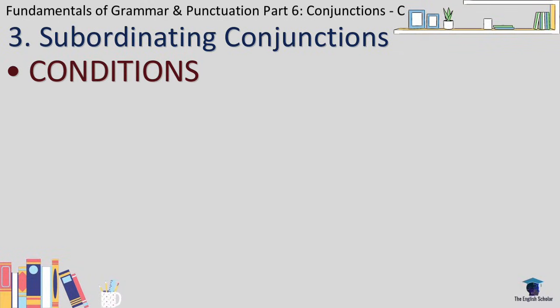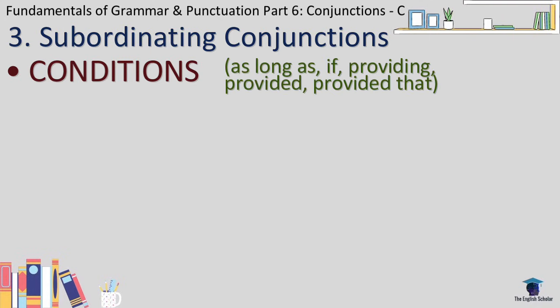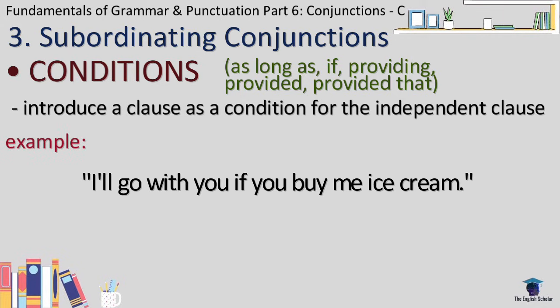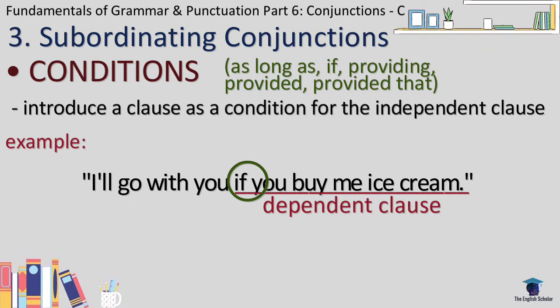Next category, giving conditions. We use the subordinating conjunctions as long as, if, and provided that when we introduce a clause as a condition of the independent clause. For example, I'll go with you if you buy me ice cream. If you buy me ice cream is our dependent clause here, which is introduced by the conjunction if as a condition. The independent clause I'll go with you will only happen if this condition is met.